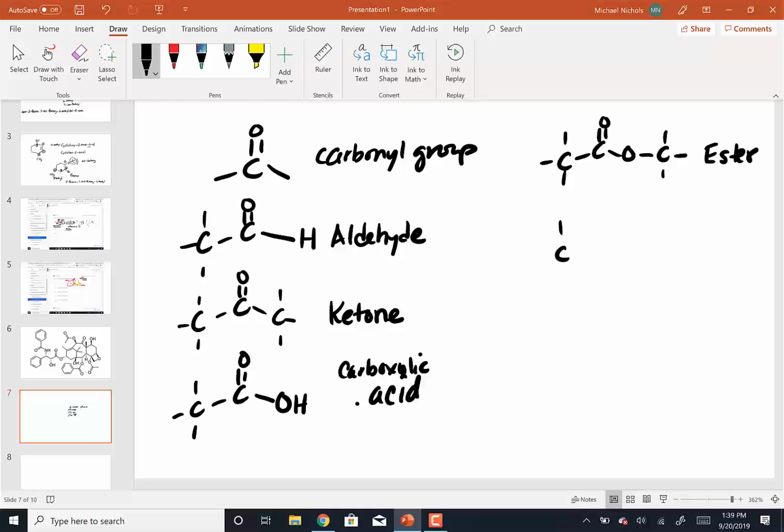And then the other functional group that I put with precedence is if you have a nitrogen group attached on one of the sides, and that nitrogen could have two H's, one H, one carbon, two carbons, that's called an amide.